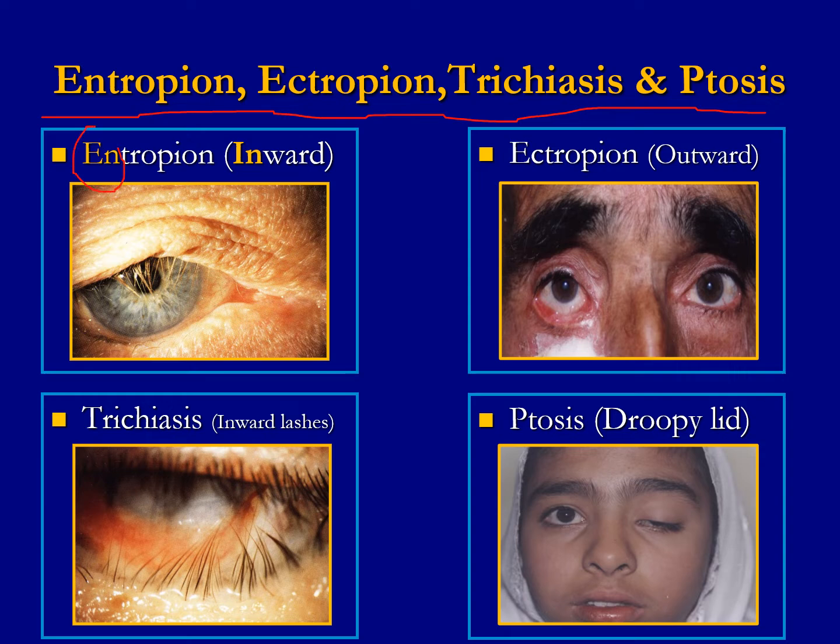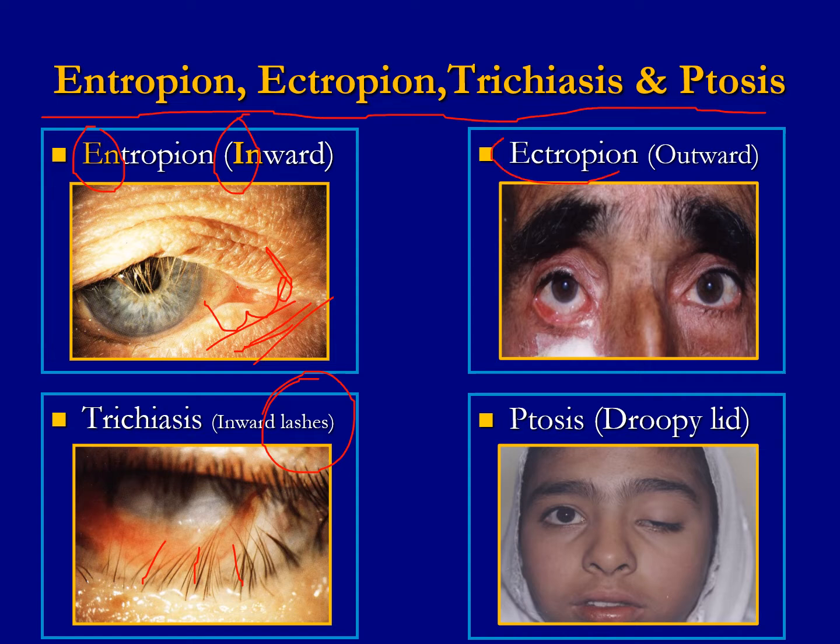EN for entropion and IN for inward. So entropion is inward turning of the lower lid. It may be the upper lid, but most commonly it is the lower lid. So entropion is inward turning of the lid, while trichiasis is inward turning of the lashes. So here only the lashes are turned inside. So this is trichiasis, and if the whole lid turns inside, that is entropion.